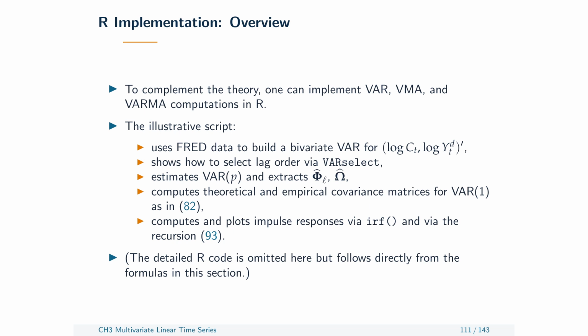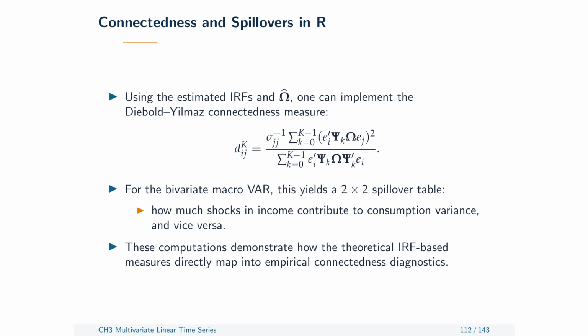The chapter computations connect theory to implementation. They estimate a bivariate macro VAR, compare theoretical and empirical covariances, compute recursive impulse responses and connectedness, simulate a VMA example, and approximate a simulated VARMA11 process with a fourth order VAR.